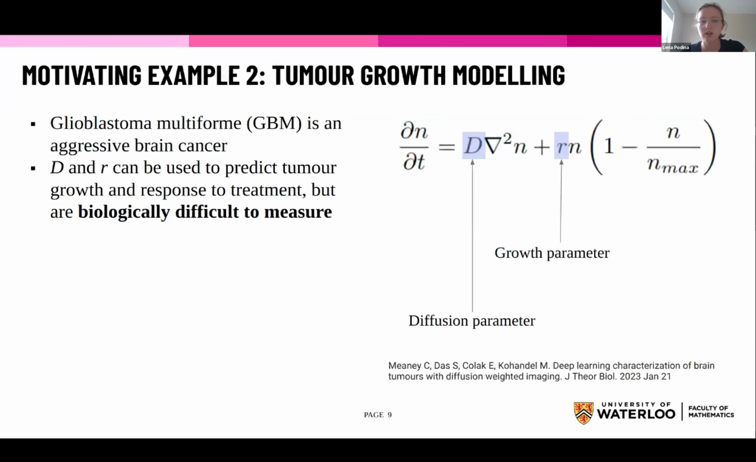This brings me to a second motivating example, which is tumor growth modeling. Glioblastoma multiforme is an aggressive brain cancer. One way that you can model it is using the PDE on the right. This is the well-known Fisher-Kolmogorov diffusion proliferation equation. It has 2 parameters, the diffusion parameter and the growth parameter. These can be used to predict tumor growth in response to treatment, but biologically, they're fairly difficult to measure. You would also have to measure them per patient because every patient might have a different set of parameters.